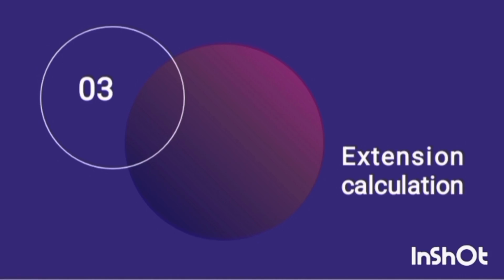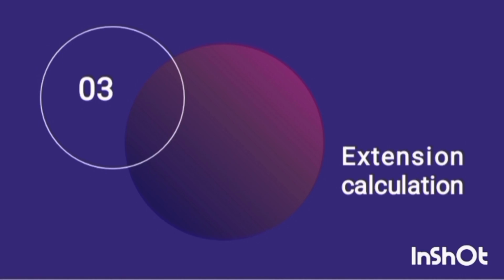Unit 3, Extension Calculation. What is extension, or how do we measure extension? Extension simply means the change or the difference between the new length and the original length of a particular elastic material.